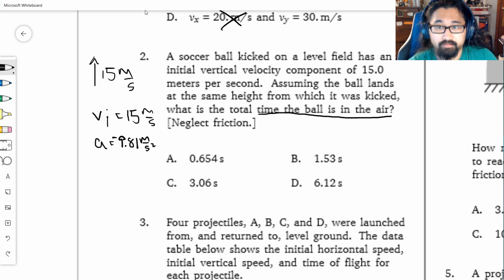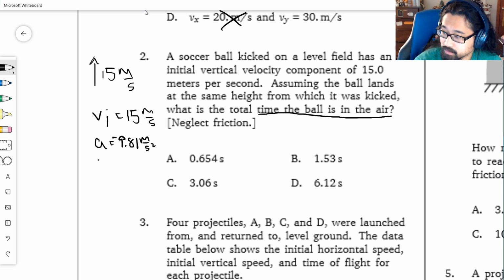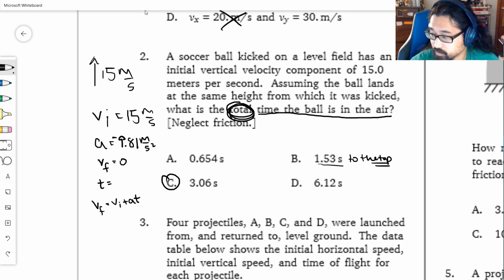Assuming it lands at the same height from which it was kicked, what's the total time for the ball in the air? This is sort of difficult. It's actually easier for me to go to the top because I know something special about the top. I know that the final velocity is 0. So I can find the time to the top. Vf is Vi plus At. I plug in my numbers and I get this much time to the top. But I need the total, so I multiply it by 2. That's choice C. All right, 3 seconds, give or take.